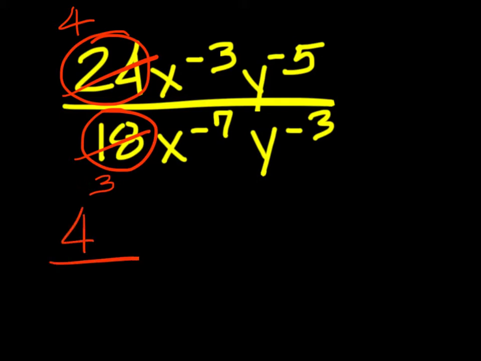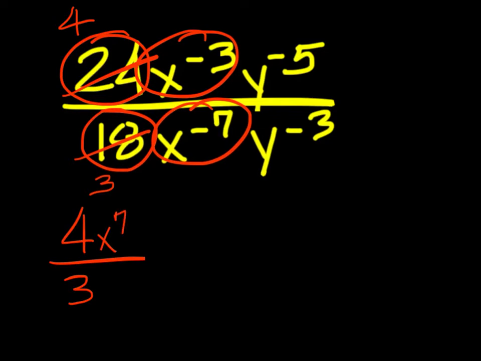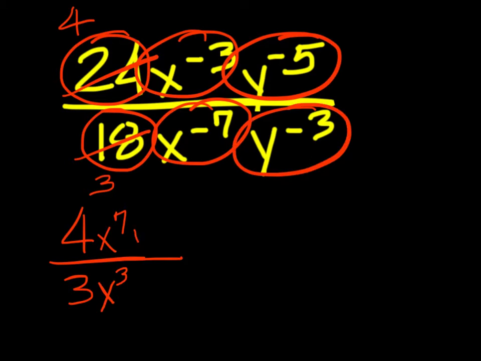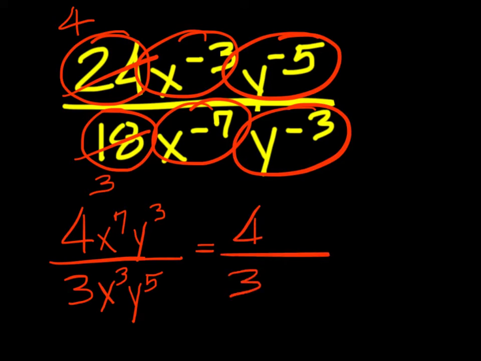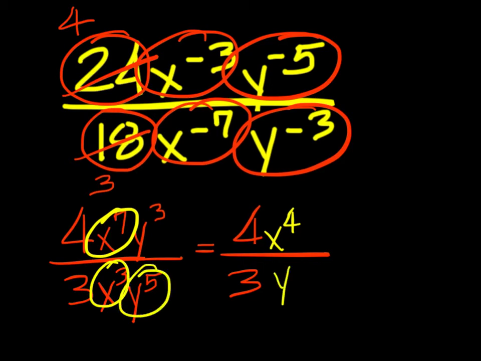So write that down. And then your x to the negative third and x to the negative 7th would have to trade places and become positive exponents. And the same for the y's. You'll have y to the third on top and y to the 5th on the bottom. Keep your 4 over 3, and now your x to the 7th over x to the 3rd becomes x to the 4th on top, 7 minus 3. But your largest y is on the bottom. 5 minus 3 is 2.